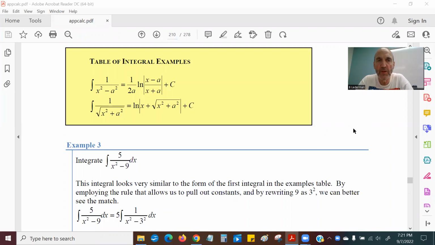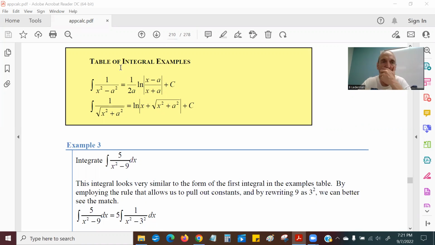Hey everybody, we're continuing with 3.5, and this is another time-honored technique of integration, and that is using tables of integrals. Now, this is a very short table. It's just two different integrals. But let's look at this.